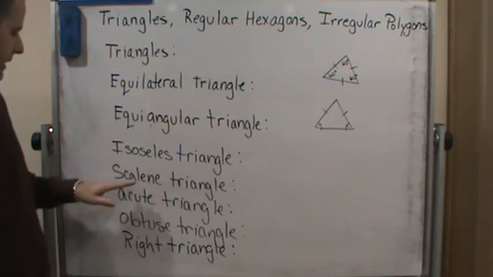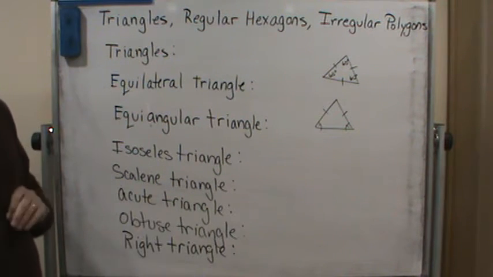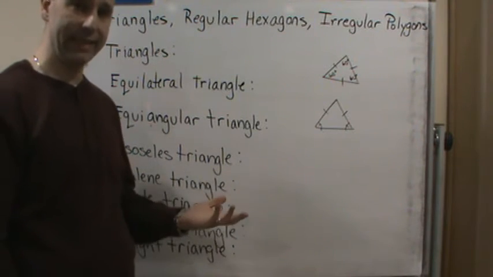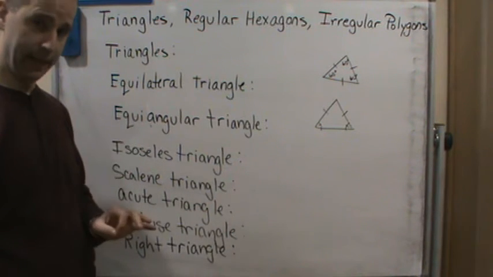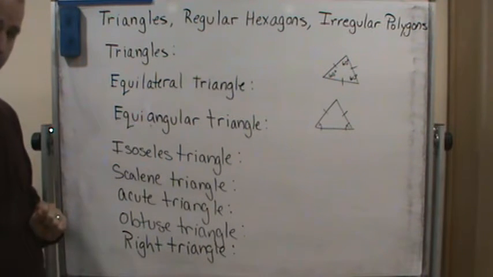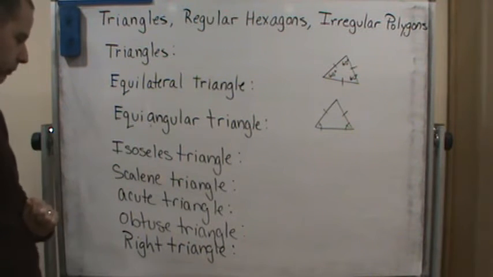Okay, now, a scalene triangle. A scalene triangle is a triangle in which all three sides have different lengths. That's what we call a scalene triangle.